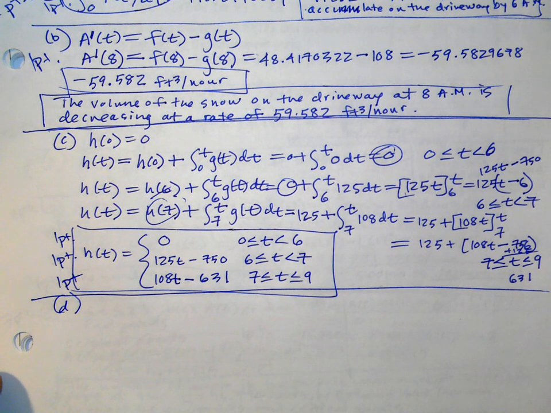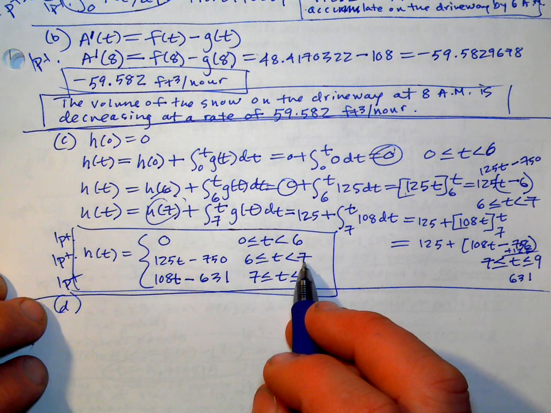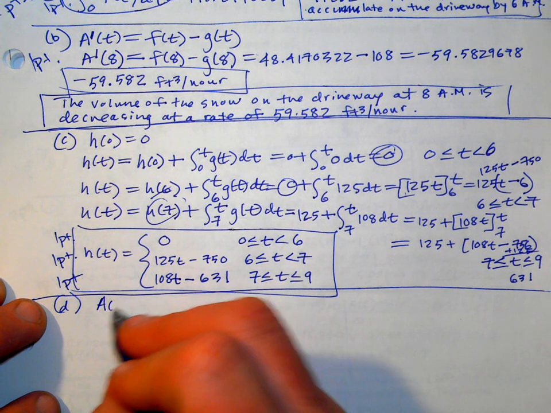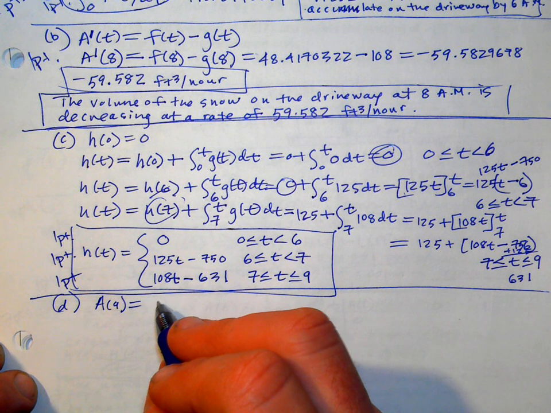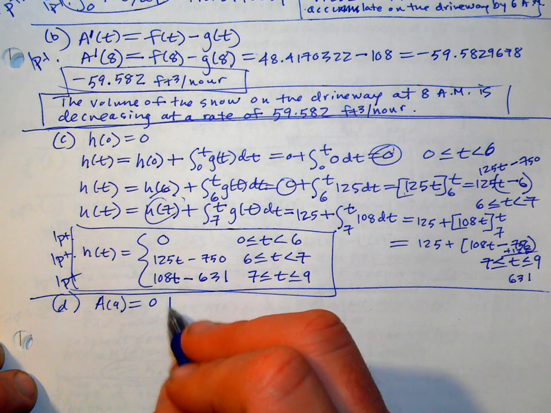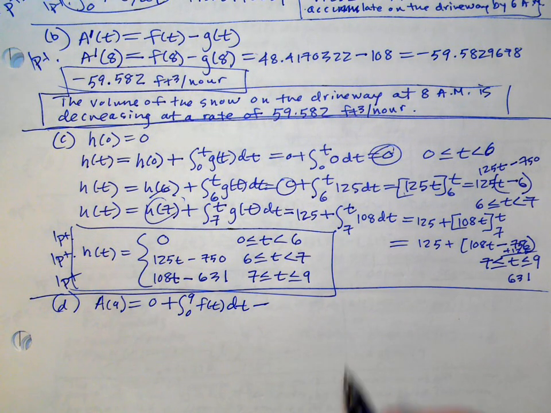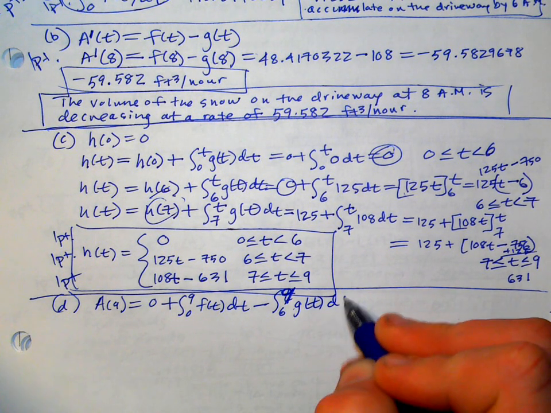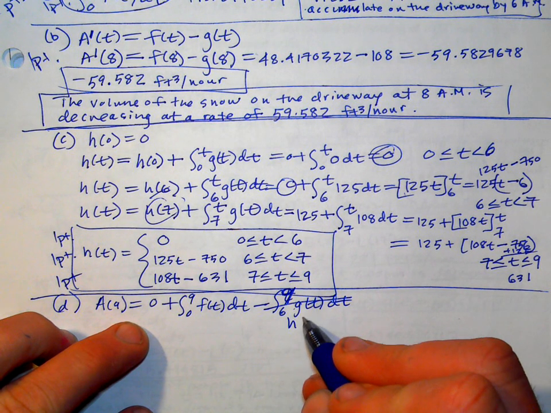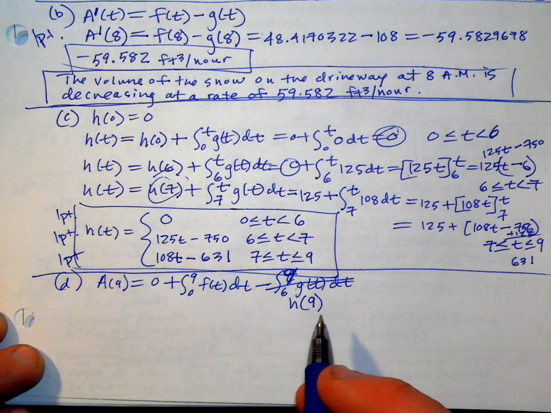It's kind of tough. And then part D says, how many cubic feet of snow are on the driveway at 9 a.m.? So this was just how much snow had been removed. So at 9 a.m., we want the amount of snow at 9, which is going to equal the amount of snow that was there at 0 plus the amount of snow that's fallen, 0 to 9 of ft/dt, minus how much has been removed. And that's what we just found. Essentially, we should say this is H9 because this is the function for how much snow had been removed. That was complicated.